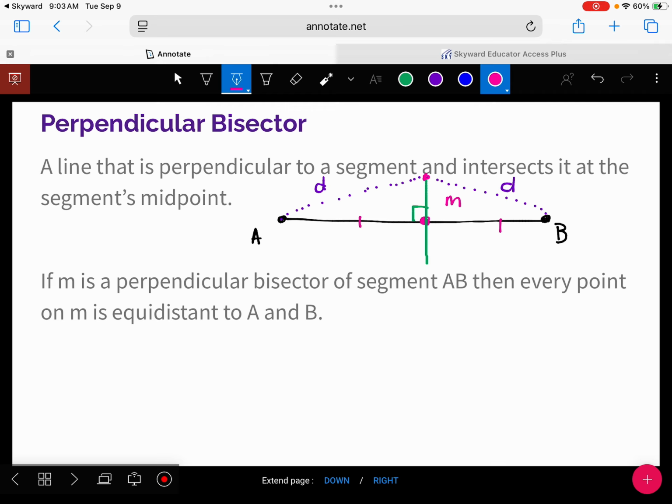So what we're going to have first when we're given problems like this is our two endpoints, and we're going to be given another point that we're going to test and see if it's on the perpendicular bisector.